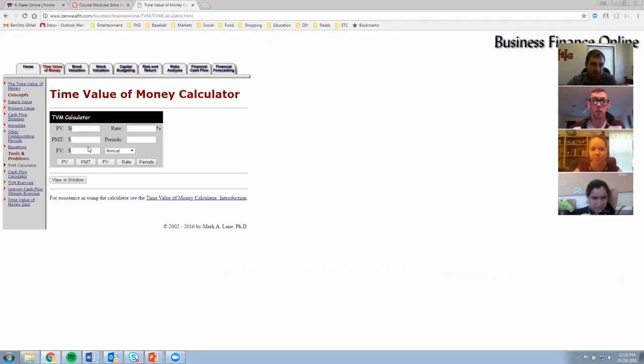It's always going to have these buttons. You're always going to have periods, which is the N on your calculator, rate, which is the I, like interest. You're going to have the present value, how much you started with in the investment, and the payment. So if you looked at that question earlier, it was for 3 years, 4% interest. You started with $100 and you're adding $25 a year, okay?